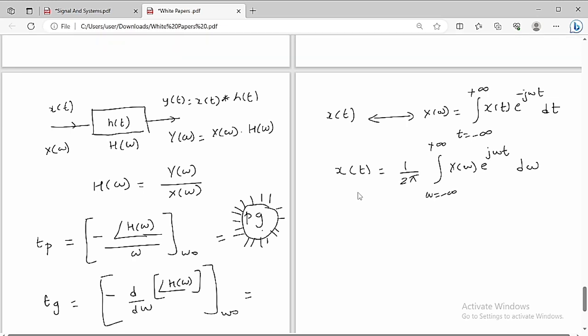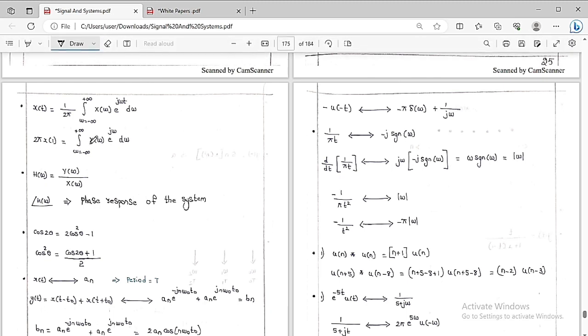So x of omega is equal to the integration from t equals minus infinity to plus infinity of x of t into e to the power of minus j omega t into dt, and x of t is equal to 1 by 2 pi times the integration over omega from minus infinity to plus infinity of x of omega into e to the power of j omega t into d omega. So in place of t, if we substitute 1 and do the cross multiplication, we get 2 pi x of 1 is equal to the integration over omega from minus infinity to plus infinity of x of omega into e to the power of j omega into d omega.